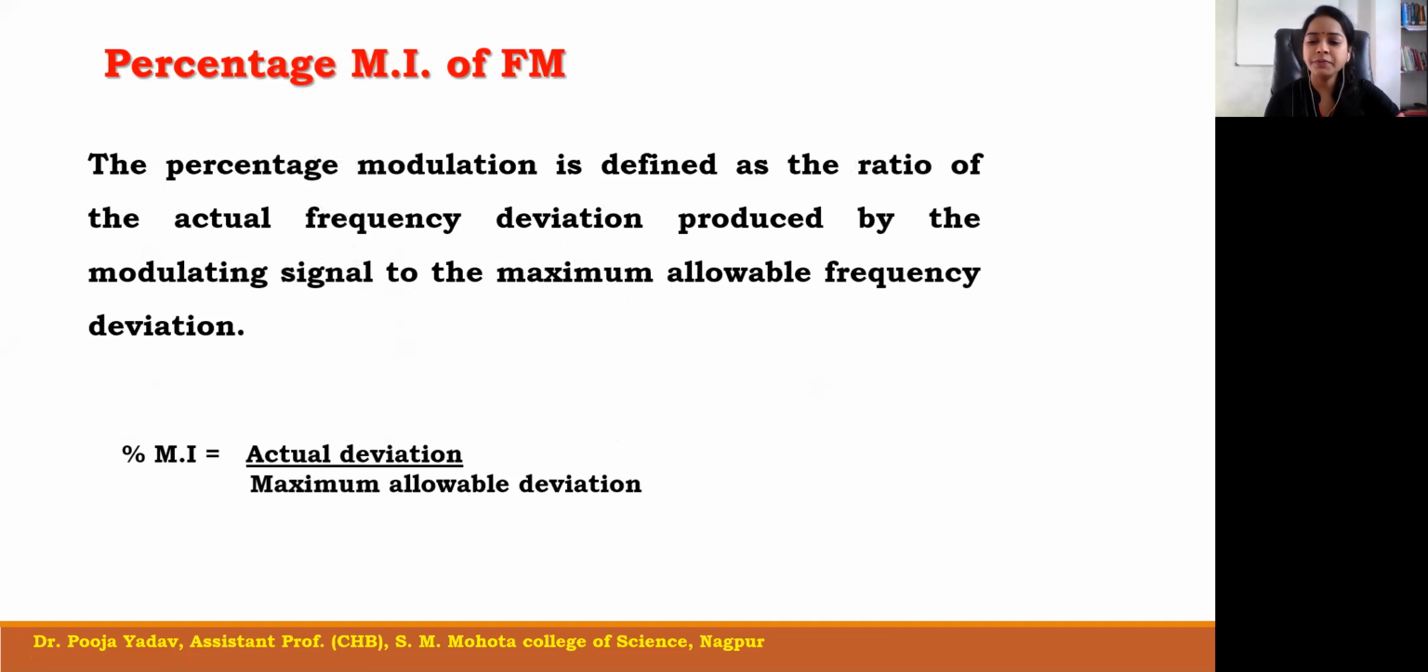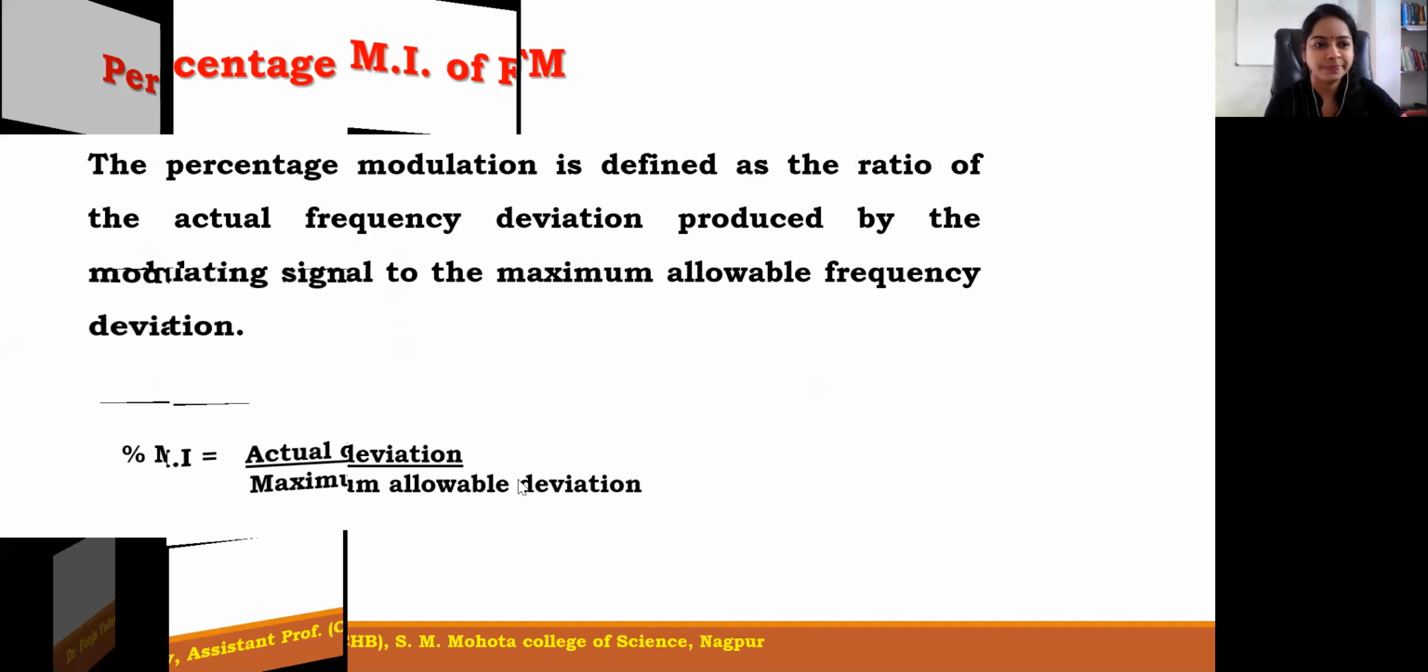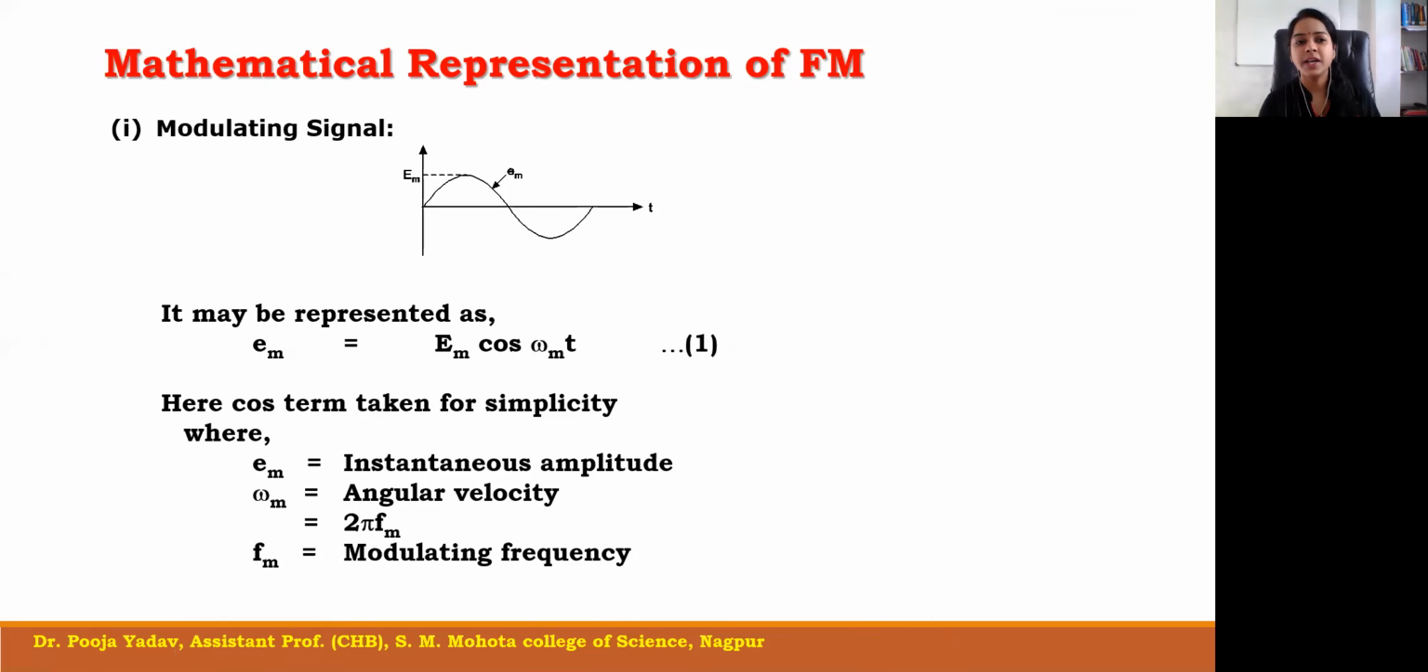This is the next thing we can define in percentage also. Just as we saw percentage modulation, likewise here it is percentage modulation index. So it is actual deviation divided by maximum allowable deviation. And the next thing is mathematical representation of FM.